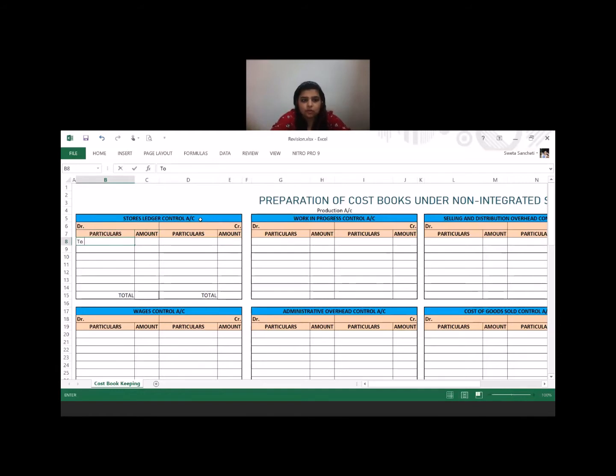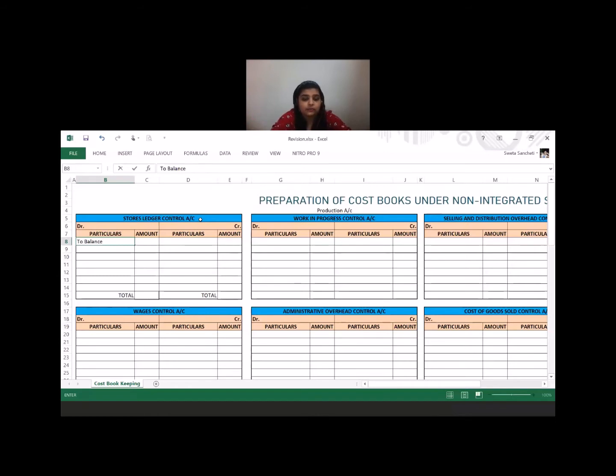When there is a stores ledger account, or when you have stores, obviously there will be some opening balance at the beginning of the year. So your first entry will be to balance. Obviously it's a stock, it's an asset for us, so an asset will have a debit balance.